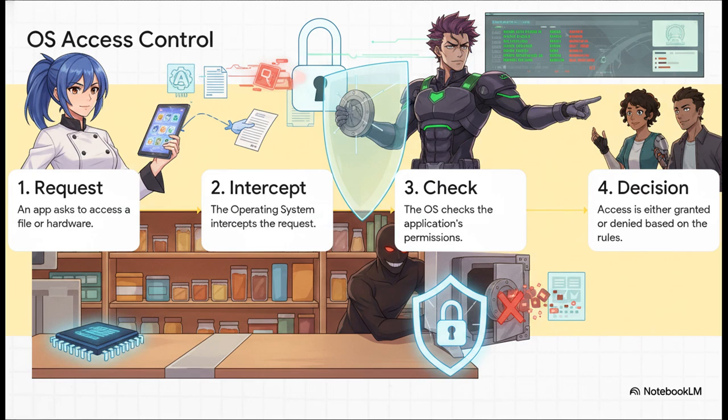Let's see how that works in the real world. Say an app wants to open a file or use your webcam. It can't just do it. Nope. It has to ask the operating system for permission. The OS acts as the bouncer. It intercepts the request and checks the app's permissions. If it has the right credentials, great, go ahead. If not, access denied.